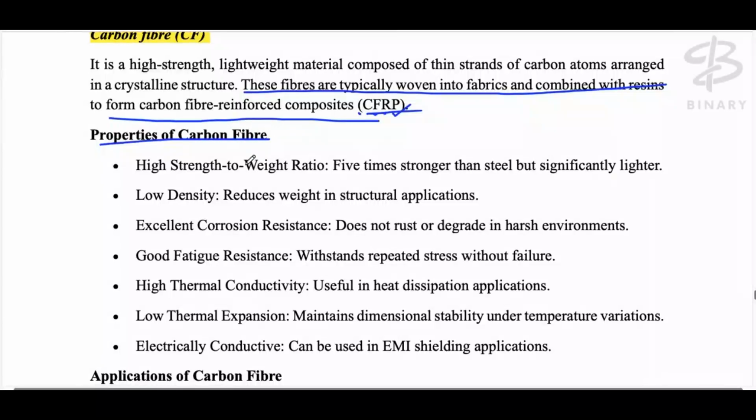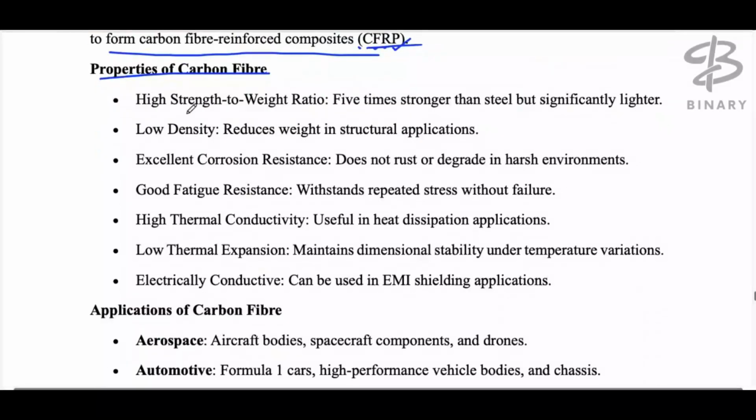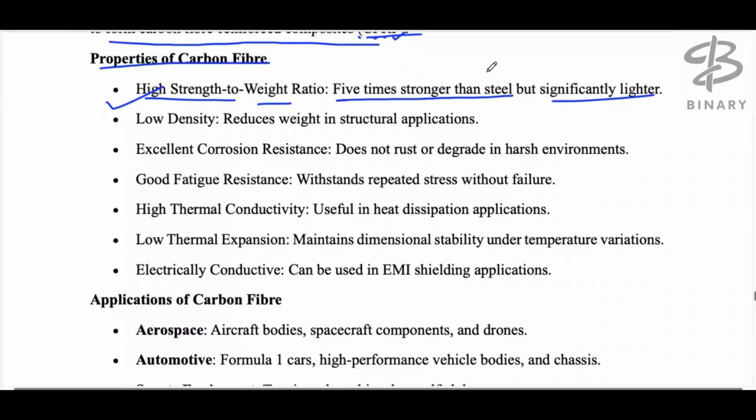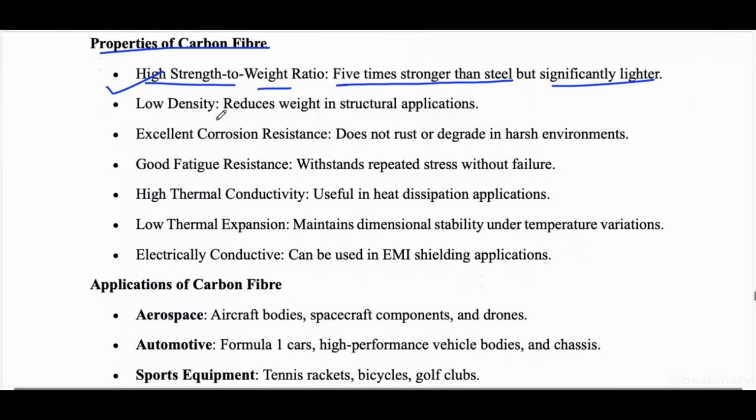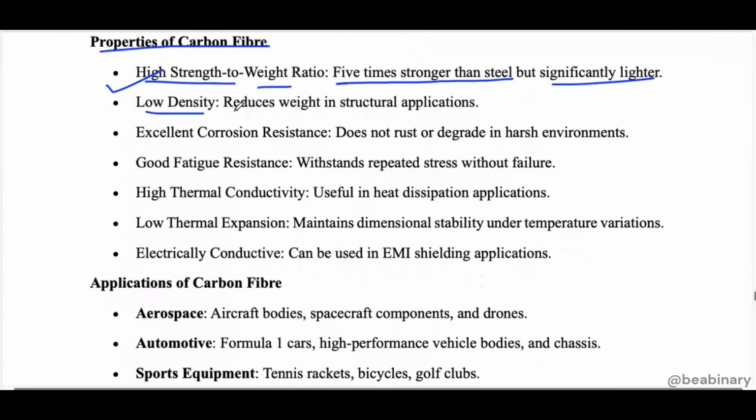Properties of carbon fiber. High strength-to-weight ratio means it has higher strength while having low weight. It is 5 times stronger than steel but significantly lighter. You can think about how strong it is and how little weight it has. So low density: obviously, if it is lightweight, that means its density would be reduced.